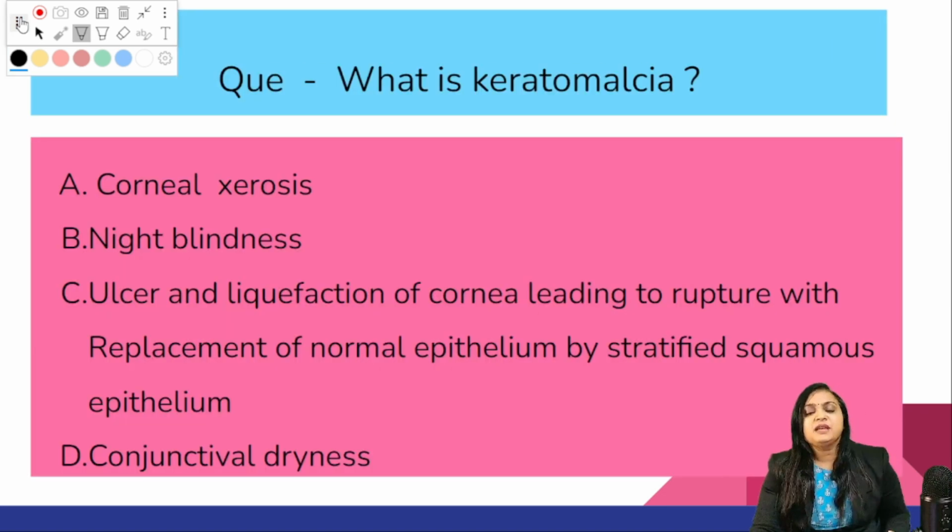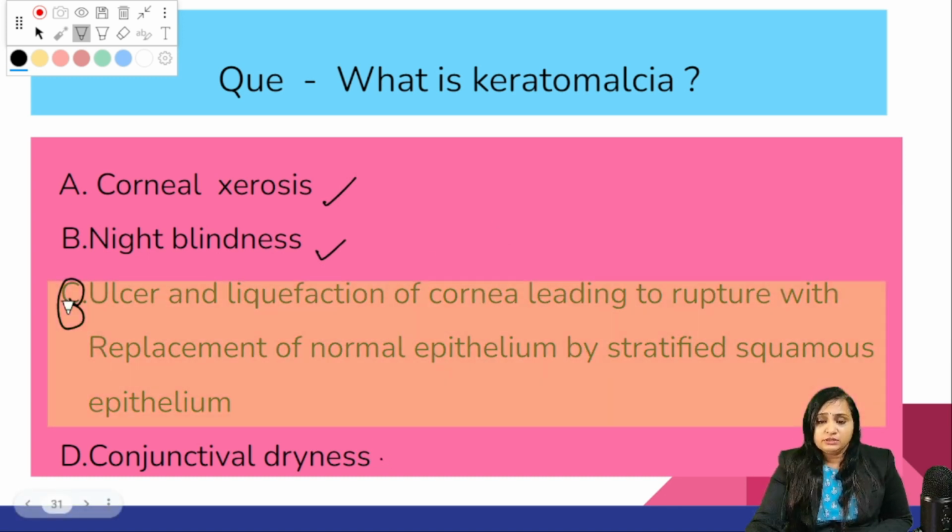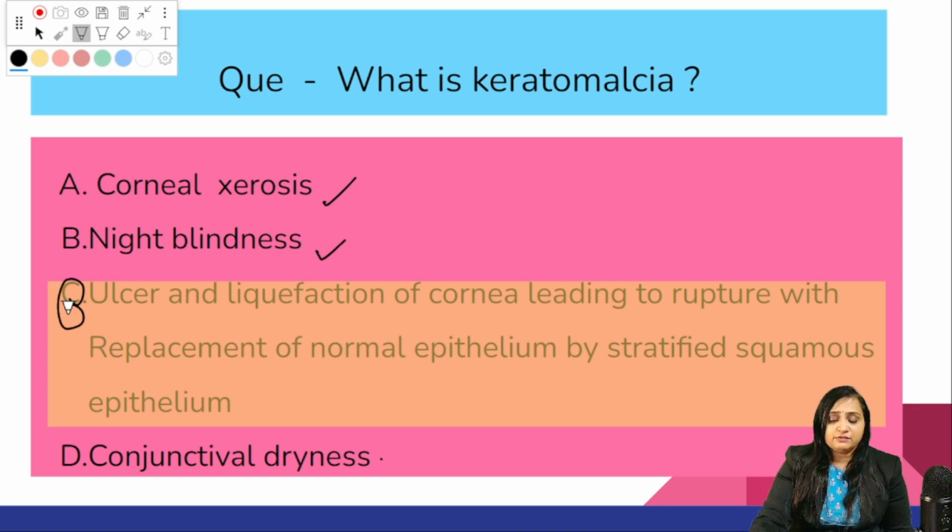Many a time asked question is, what is keratomalacia? Is it corneal xerosis? Is it night blindness, or is it ulceration and liquefaction of the cornea leading to rupture and replacement of the normal epithelium by stratified squamous epithelium, or is it conjunctival dryness? We all know the correct answer is option C, ulceration and liquefaction of the cornea with rupture and replacement of the normal epithelium with stratified squamous epithelium.